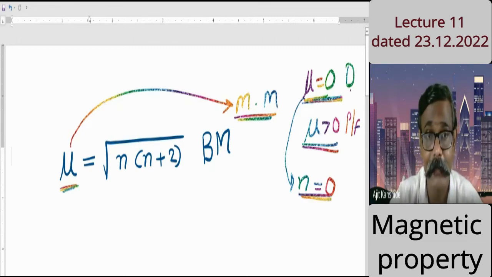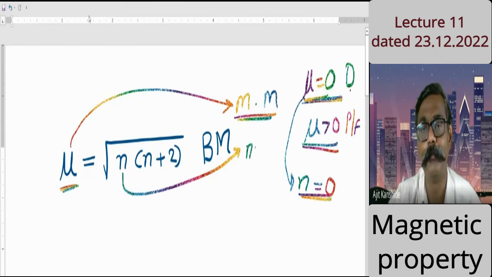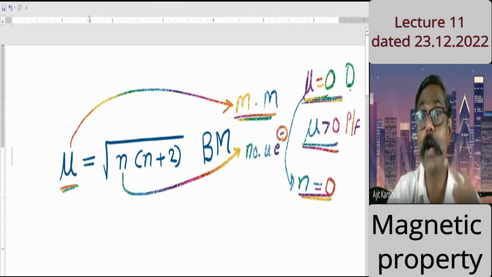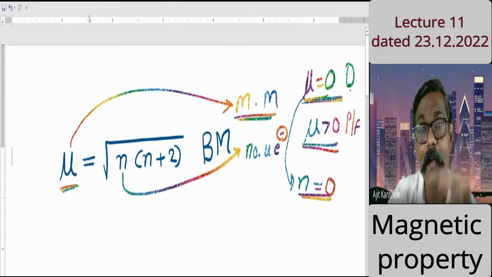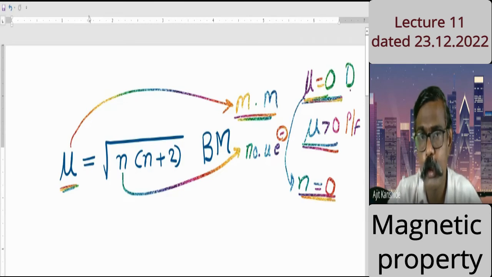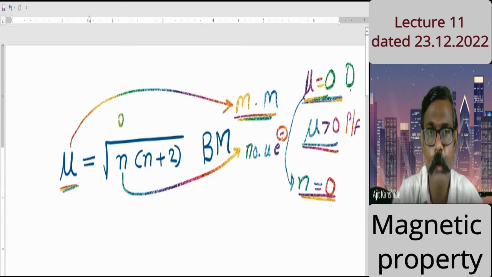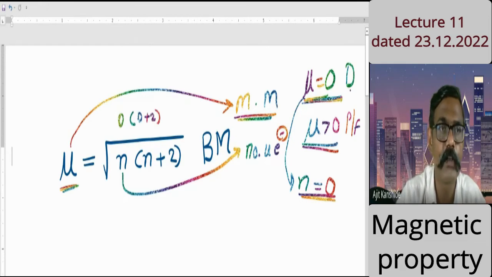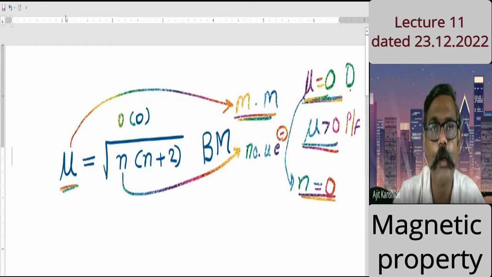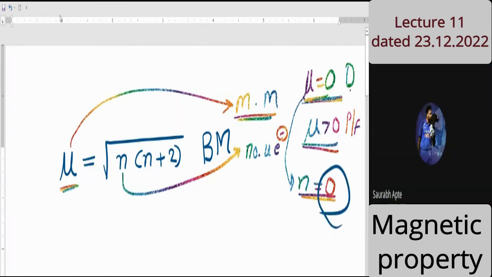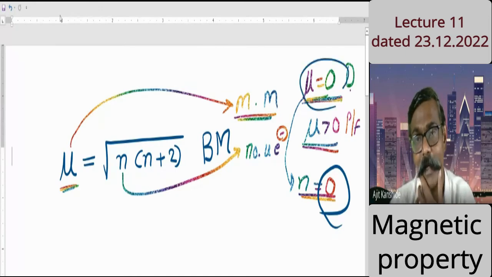What is that n? n is number of what? Unpaired electrons. 1 unpaired electron, 2 unpaired electrons, 3, 4. How many unpaired electrons are there? That is n. If n is equal to 0, if we substitute here 0, 0 into 0 plus 2, what is the answer? 0 plus 2 means 2. Then what is 0 into 2? 0. Yes, that's a magnetic moment, diamagnetic material.